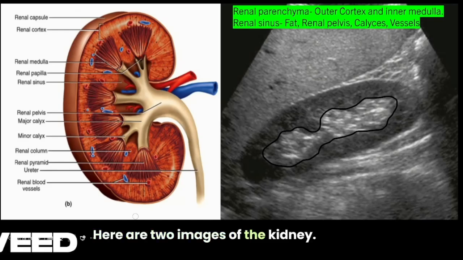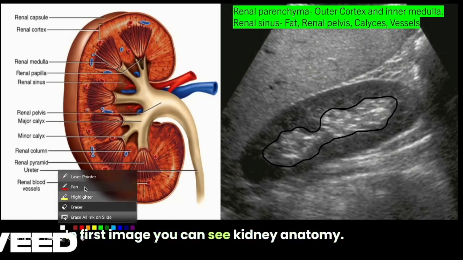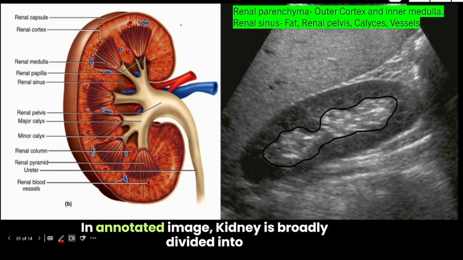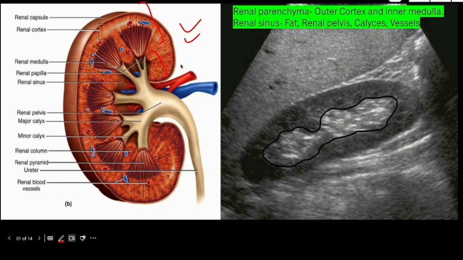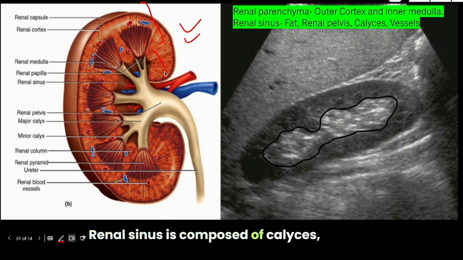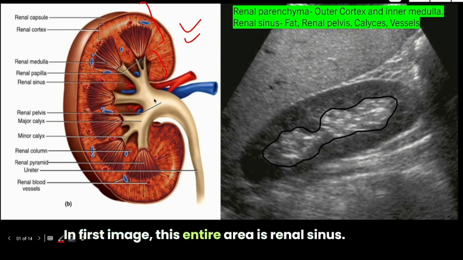Here are two images of the kidney. In the first image, you can see kidney anatomy in an annotated image. The kidney is broadly divided into outer renal parenchyma and inner renal sinus. The renal sinus is composed of calyces, renal pelvis, fat, and vessels. In the first image, this entire area is renal sinus.